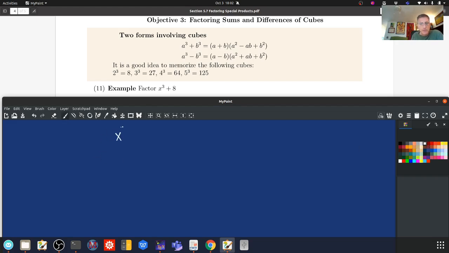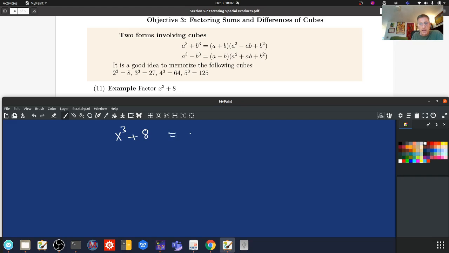So x cubed plus 8. So here's what I'm saying here. You won't find these on the exam, but you probably will find them in the homework. So it's a good idea to memorize the following cubes. 2 cubed is 8, 3 cubed is 27, 4 cubed is 64, and 5 cubed is 125.